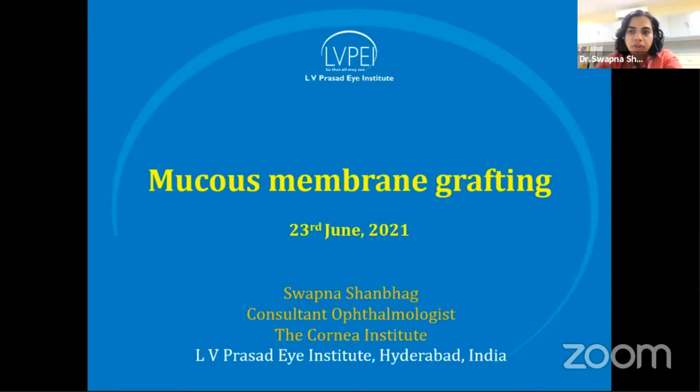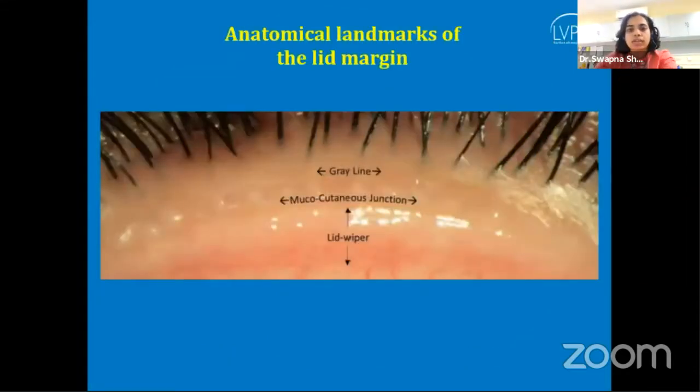So I'll be first talking on mucous membrane grafts, and then I'll be speaking on SLET. When you look at the normal lid margin, this is the lid wiper, which rubs against the ocular surface, and then comes the mucocutaneous junction and the gray line.